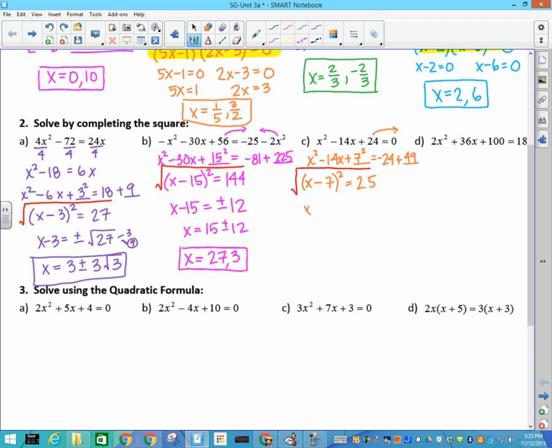And so x minus 7 equals plus or minus the square root of 25, which is 5. And I add 7 to move it to the other side. So that's 7 plus or minus 5, leaving me with 7 plus 5, which is 12, and 7 minus 5, which is 2.